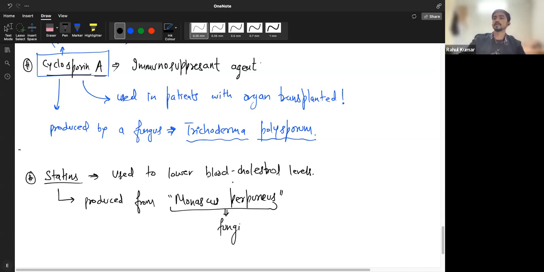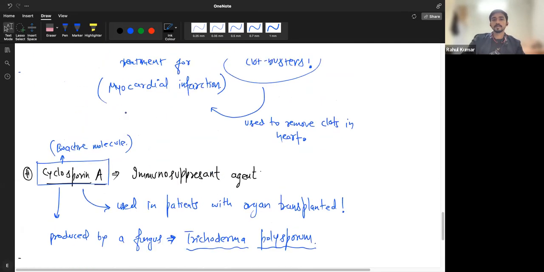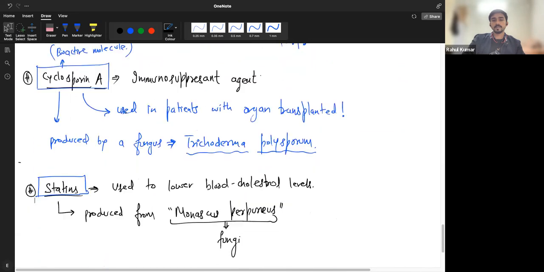So basically what they do is there are enzymes which play a role in the synthesis of cholesterol in our body. If more cholesterol is synthesized, it gets accumulated somewhere. That's where the problem of myocardial infarction can also happen. So statins react with those enzymes and do not allow the formation of excess cholesterol to happen. So statins are given, another bioactive compound. These are the few examples that you have to study and understand.